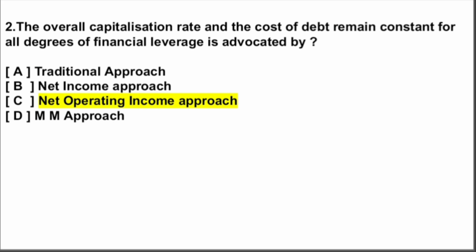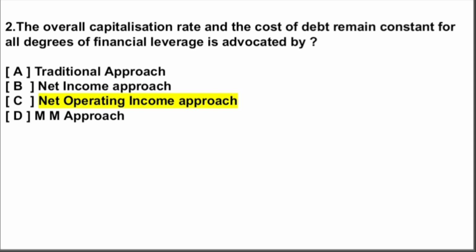And next question: the overall capitalization rate and the cost of debt remain constant for all degrees of financial leverage is advocated by which approach? The given options are traditional approach, net income approach, net operating income approach, and another approach. In this question, the correct answer is the net operating income approach. The overall capitalization rate, that is Ko, and the cost of debt, that is Kd, remain constant for all degrees of financial leverage, as advocated by the NOI approach.